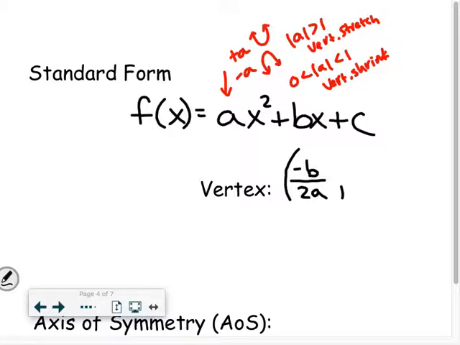You knew the x. How do you find the y? Grace says... Is that you? Kristen? Who was it? Mickey? Plug it in. Plug it in.